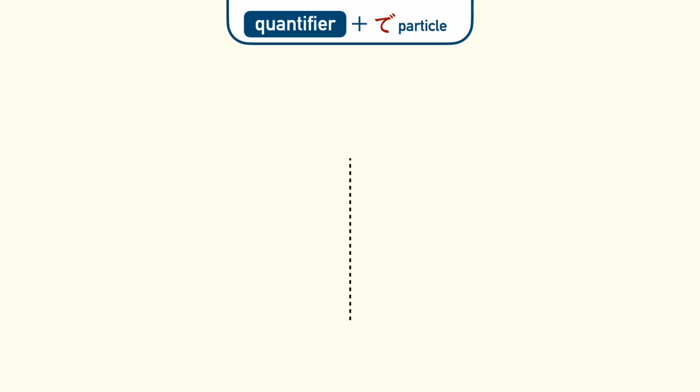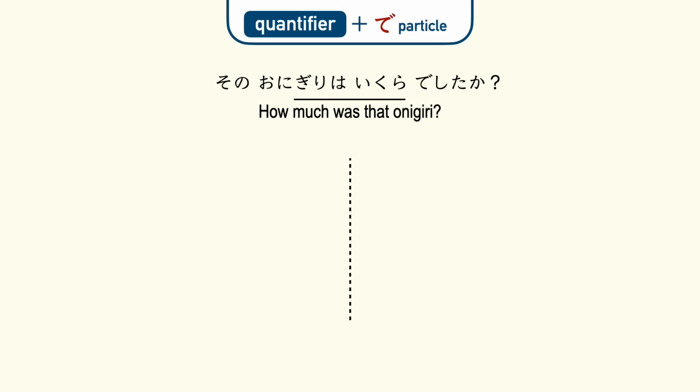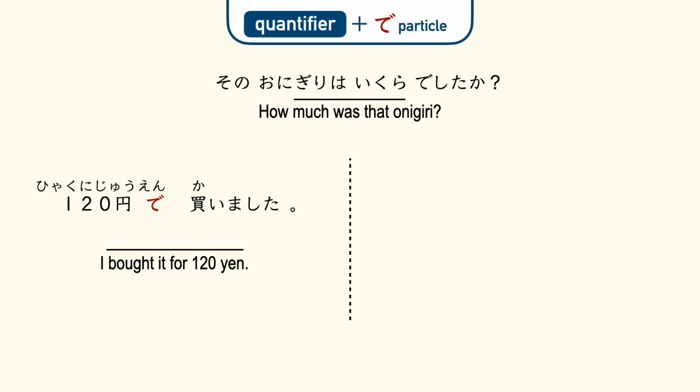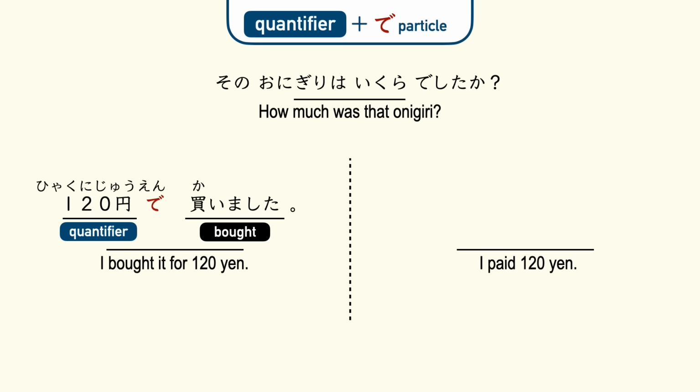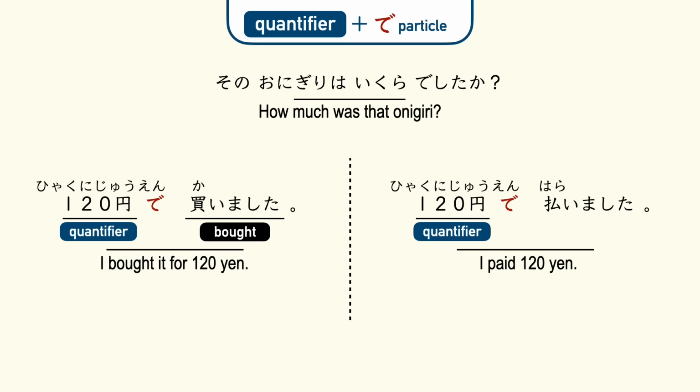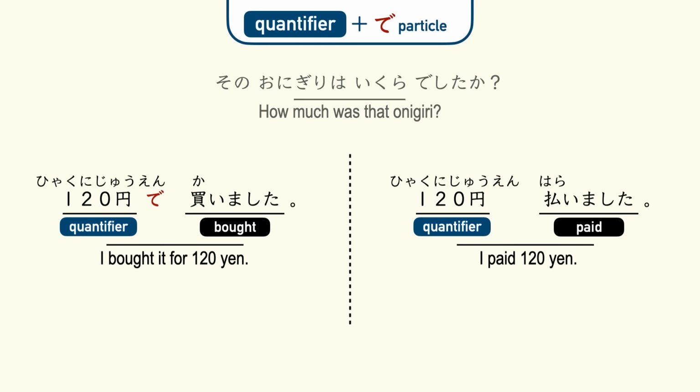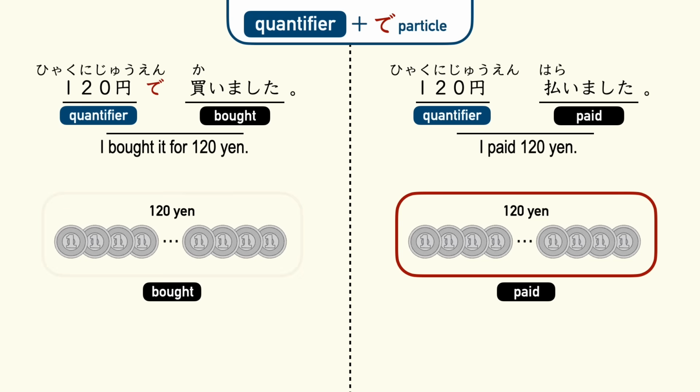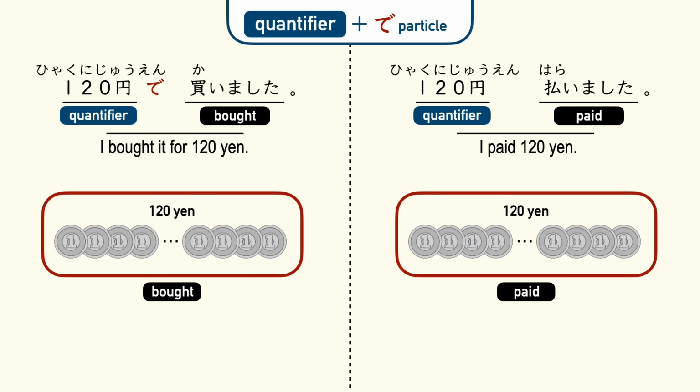Alright, next. Let's say you're holding an onigiri and your friend asks, そのおにぎりはいくらでしたか? How much was that onigiri? To say, I bought it for 120 yen, you say, 120円で買いました. But to say, I paid 120 yen, you say, 120円払いました without de. Because it's the same reason. This boundary is needed, but this boundary is not needed.